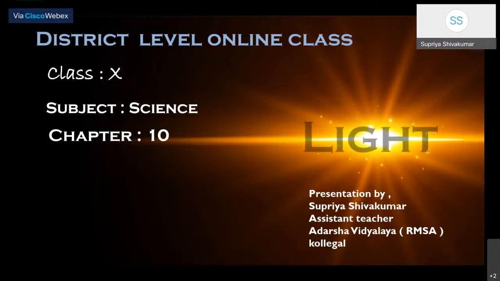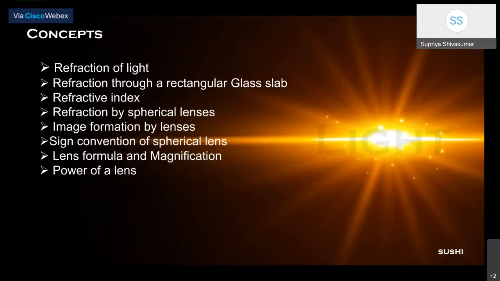Now, here come the concepts that we will be concentrating on in this particular light chapter: refraction of light, refraction through a rectangular glass slab, refractive index, refraction by spherical lenses, image formation by lenses, sign convention of spherical lenses, lens formula and magnification, and at last, power of a lens. So these are all the concepts that we will be dealing with in our further classes.